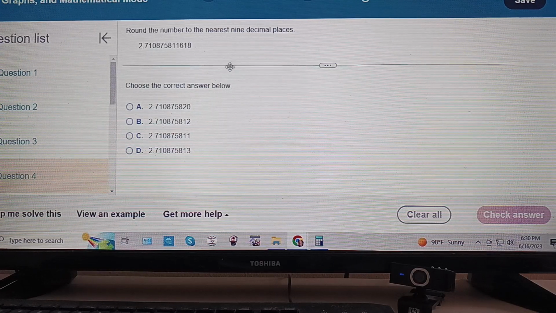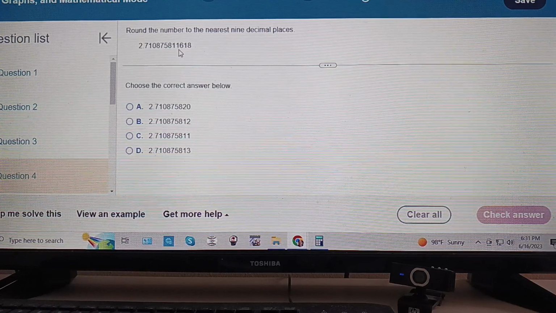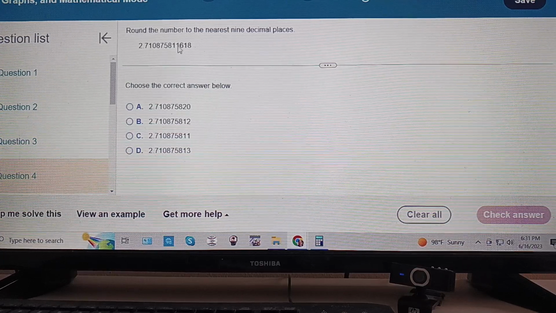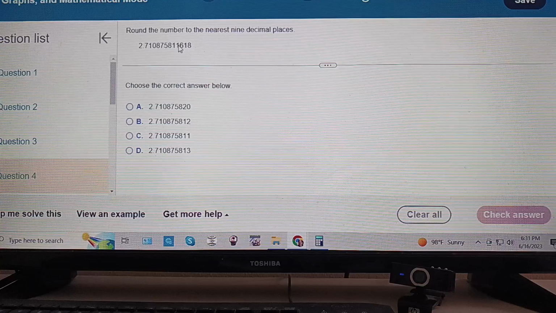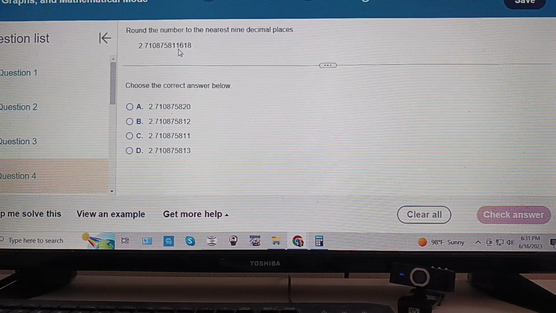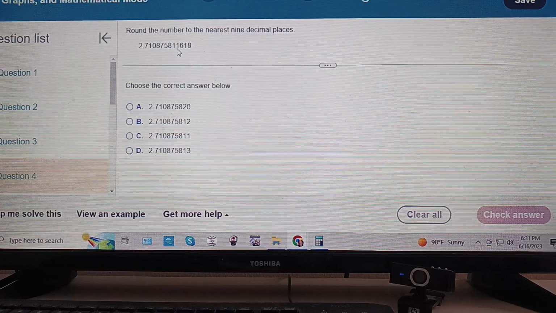9 decimals. Just count to the 9th one. 1, 2, 3, 4, 5, 6, 7, 8, 9. Right there. There's a 1 right there. So I'm either going to leave this a 1 and everything before it's definitely the same, or I might have to add 1 to it to make it a 2. And because there's a 6 right after it, then yes, I have to add 1 to make it a 2.